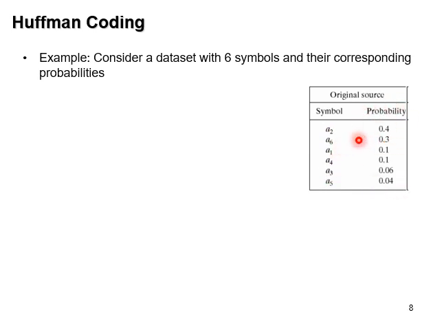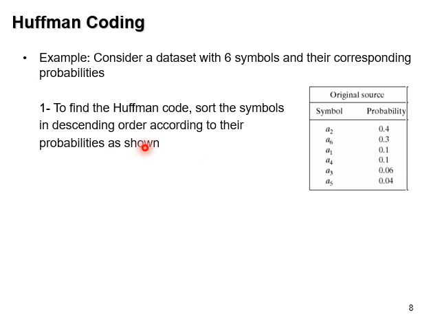And what's given here is the probability. Let's assume A2 is the gray level 255. So the gray level 255 appeared in 40% of the pixels of an image, so it's 0.4. A6 appeared for 30%, A1 10%, and so on. So the first step in doing Huffman coding is to sort the symbols in descending order according to their probabilities, as shown in this table. Once we have the values sorted, the next step would be to apply the Huffman coding algorithm that we will see next.